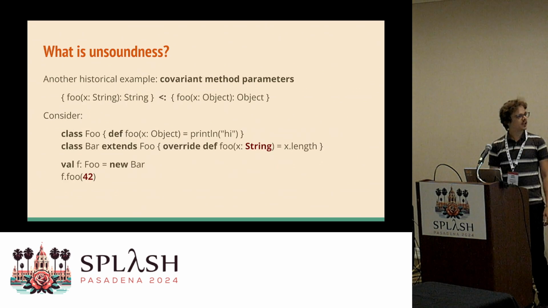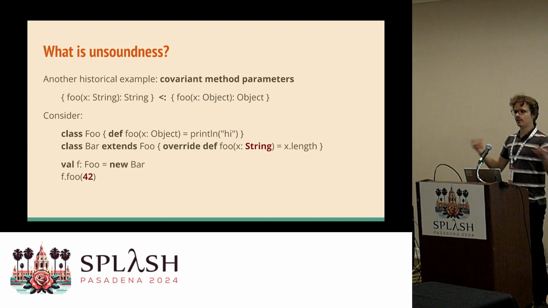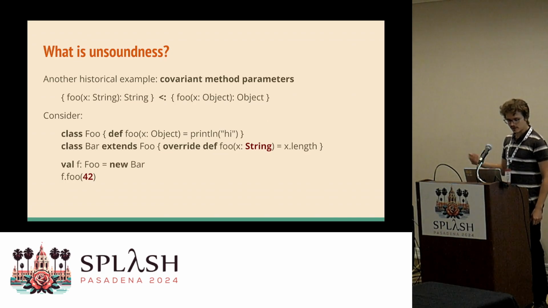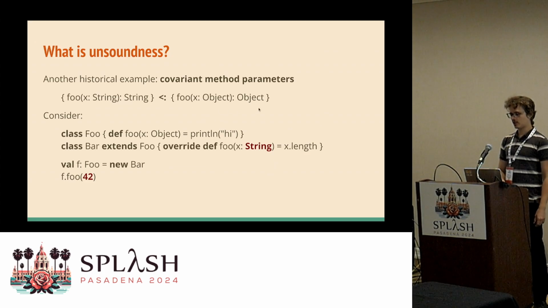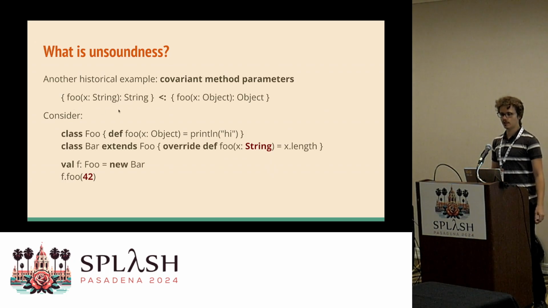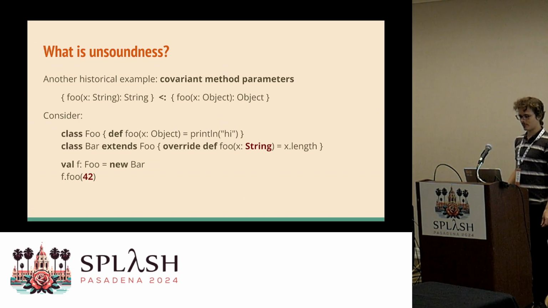Another famous historical example is that of covariant method parameters. So at some point in the 90s, people argued that you could refine the types of class methods, so that, for example, if you had a base class that had a function foo taking an object and returning an object, you should be able to make a subclass where foo is refined to take a string and return a string, right? And it kind of makes sense with this natural idea of refinement. And many programming languages actually originally had that, including the FL programming language.